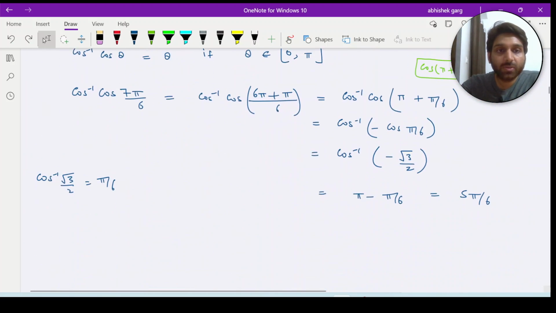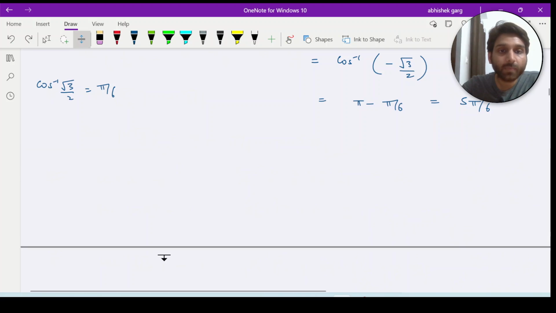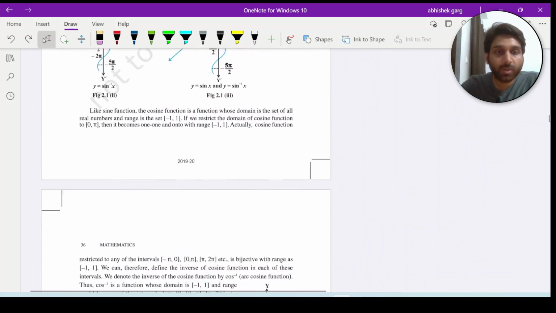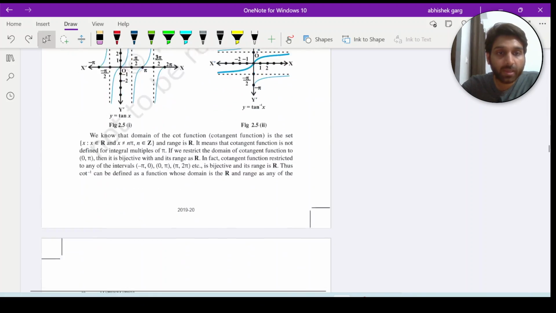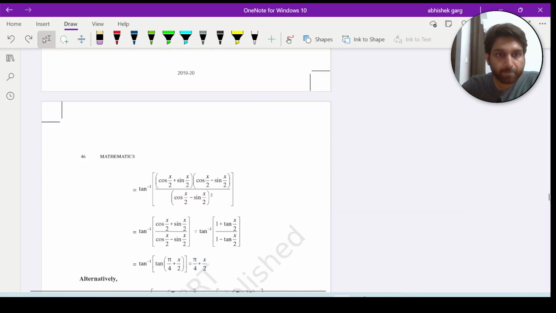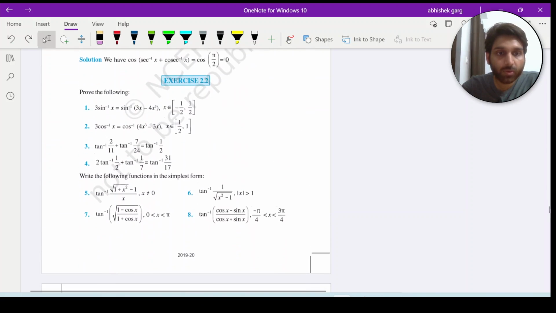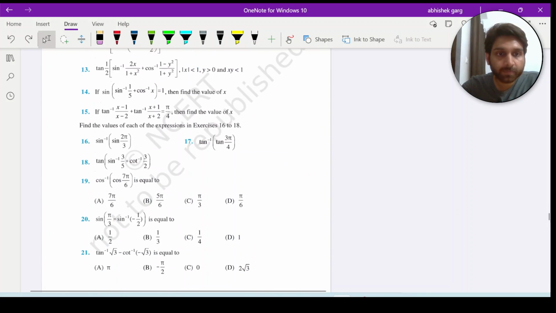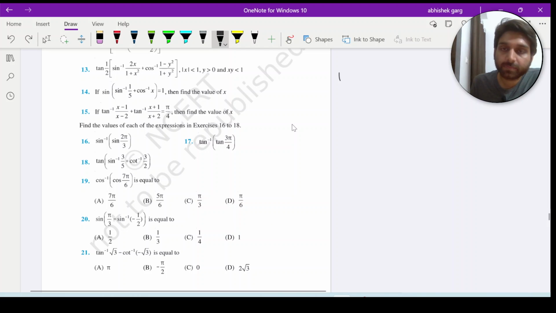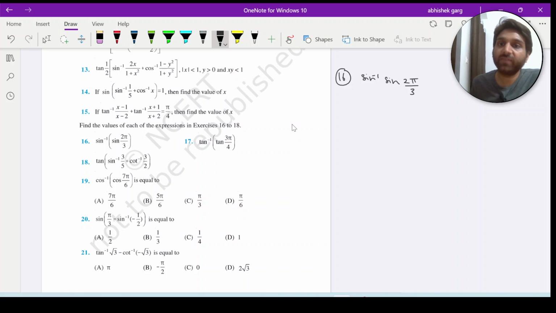All right. So these are some of the problems that we have solved related to the 6 properties. Now let us also solve a couple of questions from NCERT exercise 2.2. Let's solve question number 16. So question number 16 is saying sine inverse sine 2 pi by 3.